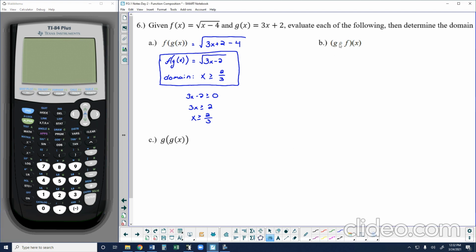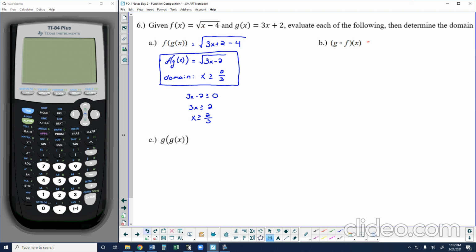Now in B, the notation has changed a little bit. It's written in the other format, but also the order of the substitution has changed here. This notation in B would be g of f of x, meaning that we are now going to take f of x and put it into g of x. So here we had f of g of x goes into f. Here we have g of f of x goes into g. So I'm going to take this expression and put it in there.